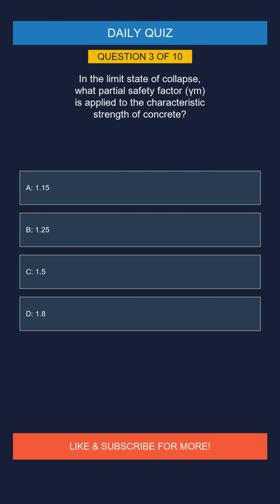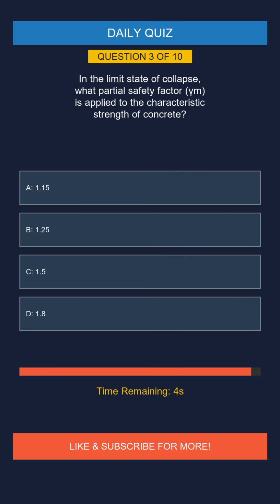Question 3. In the limit state of collapse, what partial safety factor, gamma m, is applied to the characteristic strength of concrete? Option A, 1.15. Option B, 1.25. Option C, 1.5. Option D, 1.8.